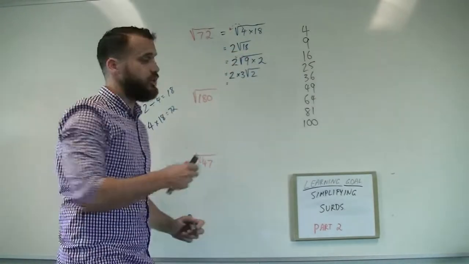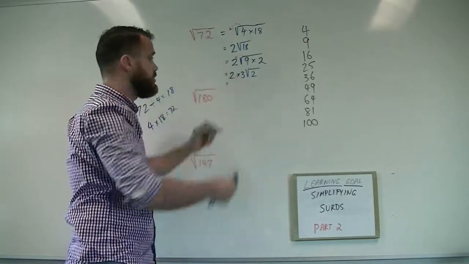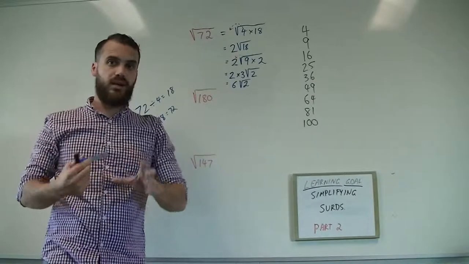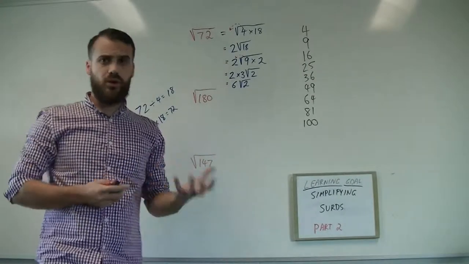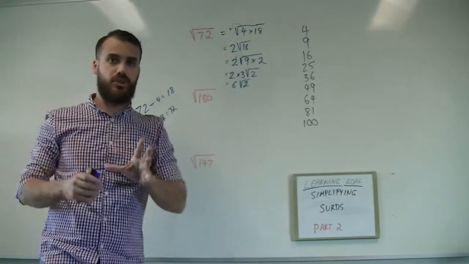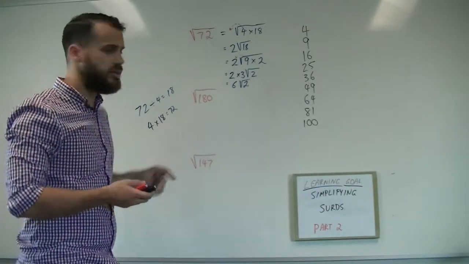Now I can just finish that off. 2 times 3 is 6. So we end up with 6 root 2. Quite a complicated surd question, but if you work through it slowly, you shouldn't have too much trouble with it. Let's take a look at another one here.